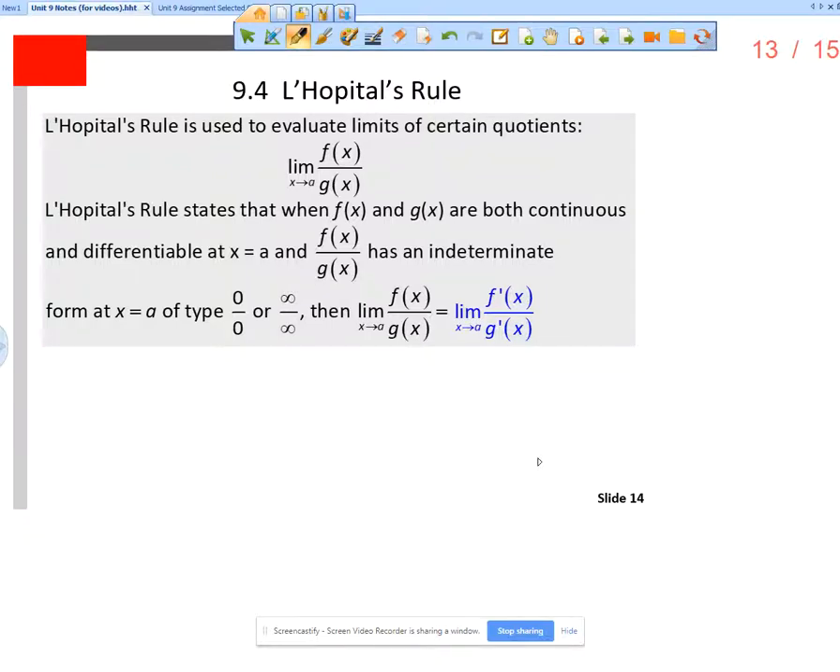This is the video for section 9.4 notes, slides 14 through 16. All right, so in 9.4, we are talking about something called L'Hopital's rule.